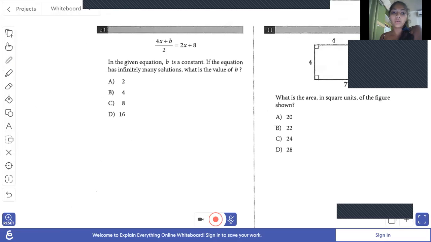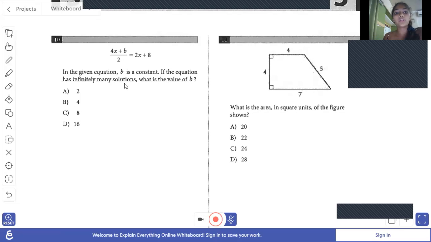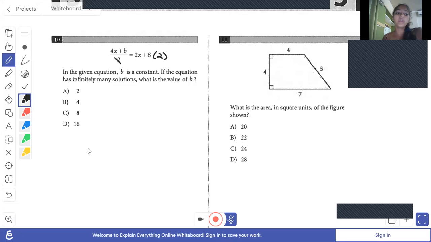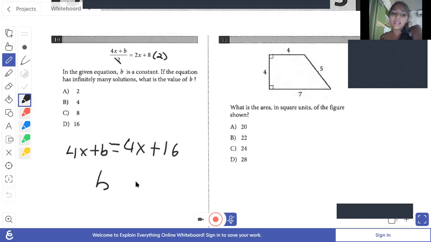10. 4x plus b over 2 equal to 2x plus 8. In the given equation, b is a constant and the equation has infinitely many solutions. What is the value of b? This means that the left side is equal to the right side. And I'm going to first remove this 2 from here and then multiply both sides by 2. So we have 4x plus b equal to 2x plus 8 times 2, which is 4x plus 16. Now, this is easy to substitute. If 4x plus b equal to 4x plus 16, that could only mean that b equal to 16. So our answer here would be D.